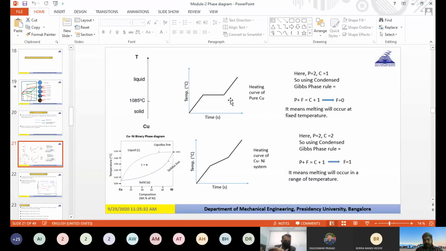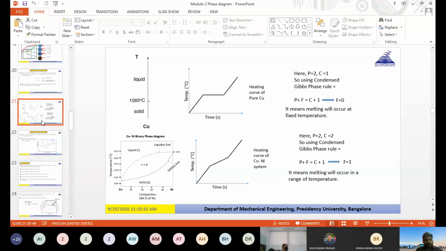In the case of a pure metal, we have seen that we have 0 degrees of freedom, and we don't have any option to change either temperature or composition. Everything is fixed, and the temperature is also fixed. But in the case of the binary system, we can vary the temperature. Here the temperature is this, here it is this, but in the pure case the temperature is the same everywhere.